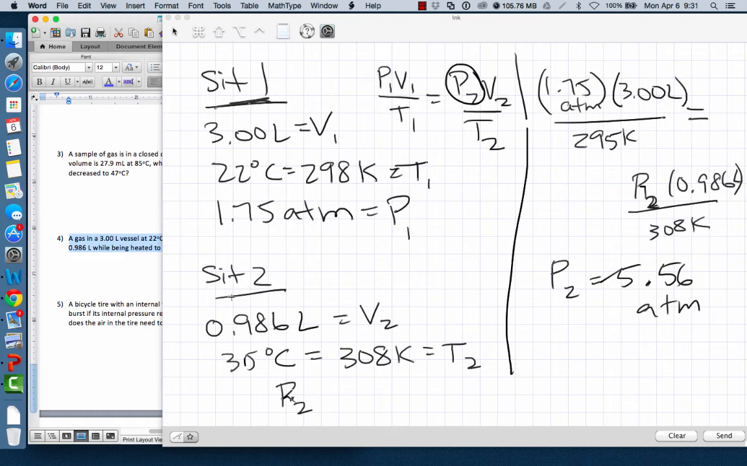situation 1 and everything we have in situation 2 and see what we have changing and what we don't have changing. If we had the temperature not changing, then we would just be using P1V1 equals P2V2. If we had the volume not changing, we'd be able to do pressure over temperature. So, you know, it doesn't really make a difference what variables you have as long as you can tell which ones are changing and which ones are not.